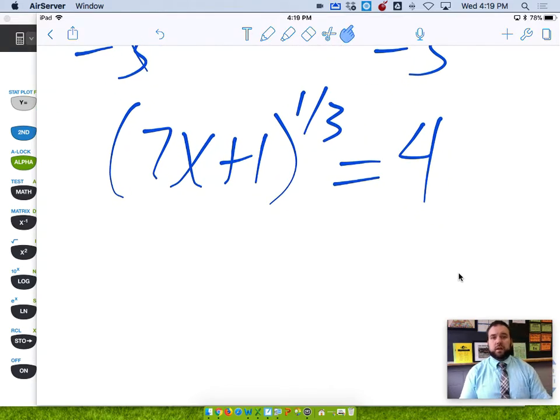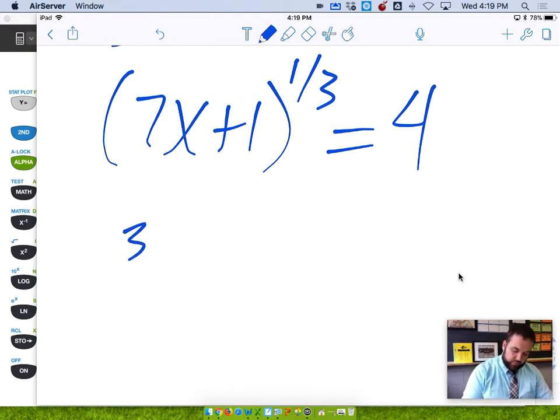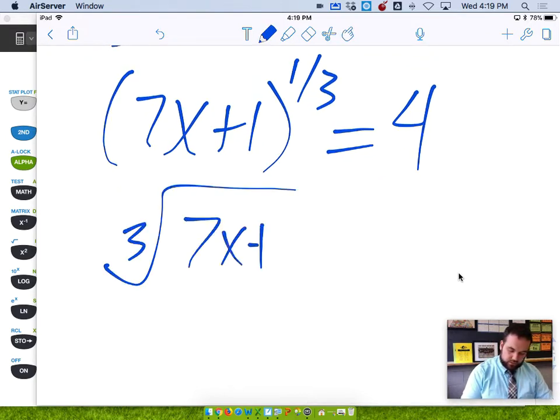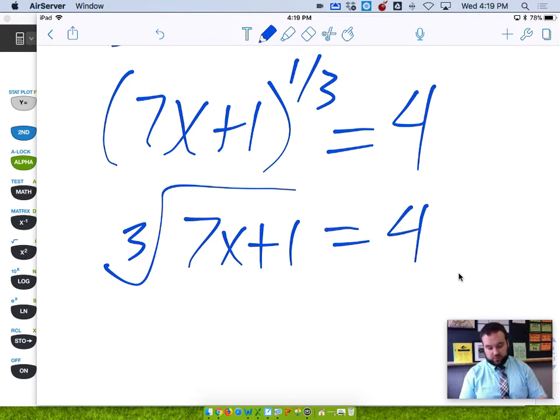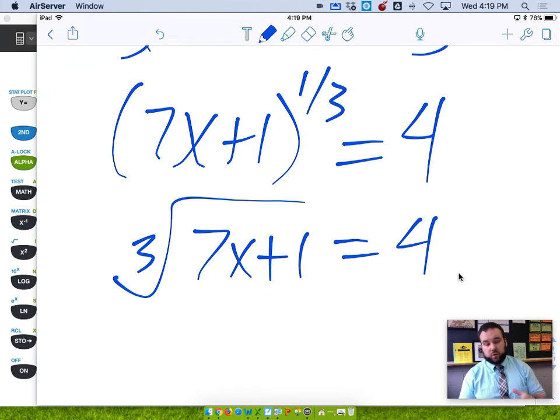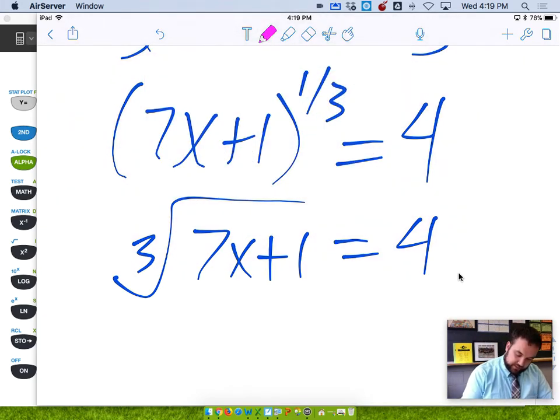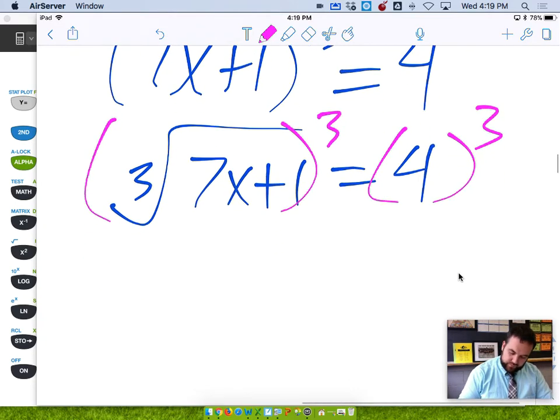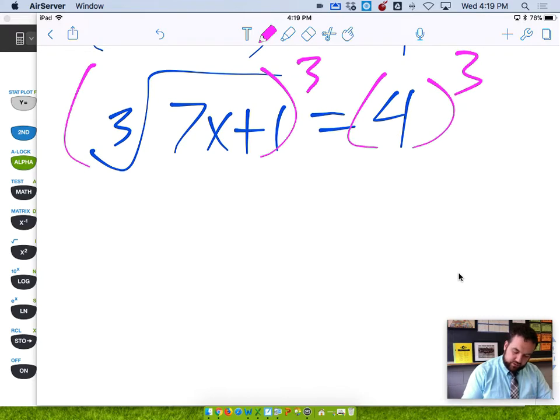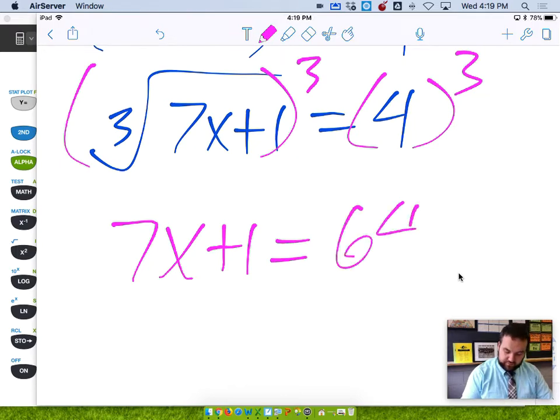I hopefully recognize that the 1/3 power is the same as the third root after what we discussed yesterday. So you can rewrite it like this. No matter which way you write it, whether you have it to the 1/3 power or the third root, regardless, I'm going to raise both sides to the third power. And what that's going to do here is the third root and the third power will cancel, and I get 7x plus 1 equals 4 to the third power, which is 64.